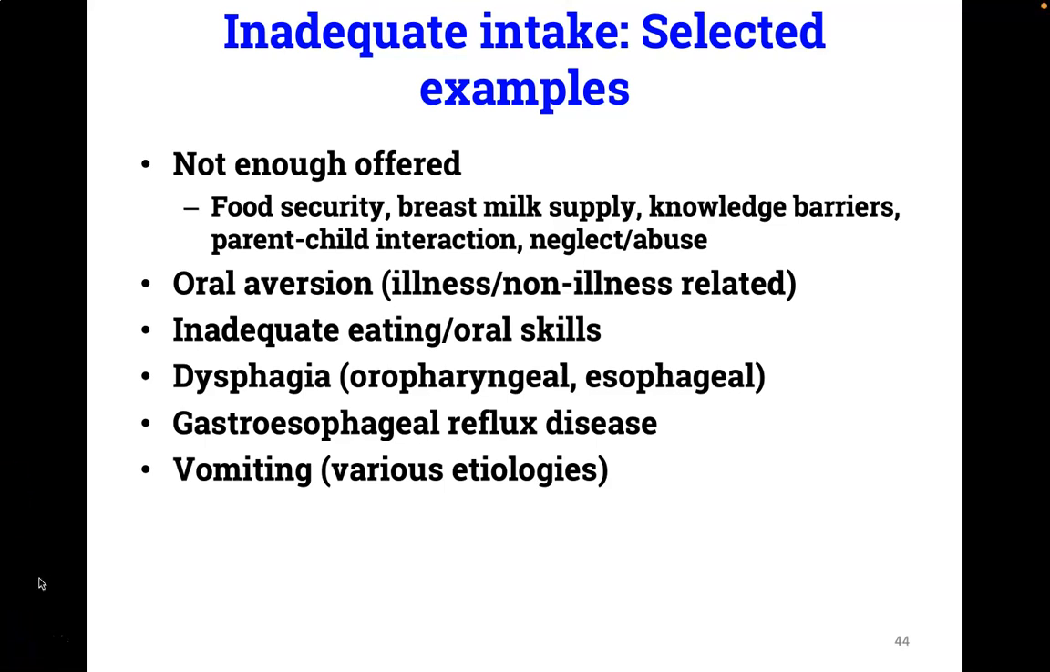So if we now move on to the dietary history, this is the critical area of exploration to determine if there is an adequate intake, given this is the most common contributing factor to failure to thrive. And these are just a list of some of the important reasons for having an inadequate intake that should be explored. So not enough being offered due to a lack of money or food security, challenges with breastfeeding or milk production, inadequate knowledge of children's feeds or needs with respect to the diet, and rarely neglect or abuse.